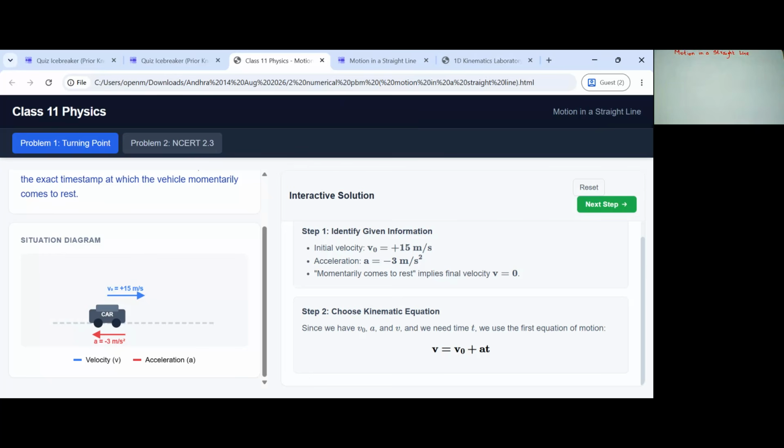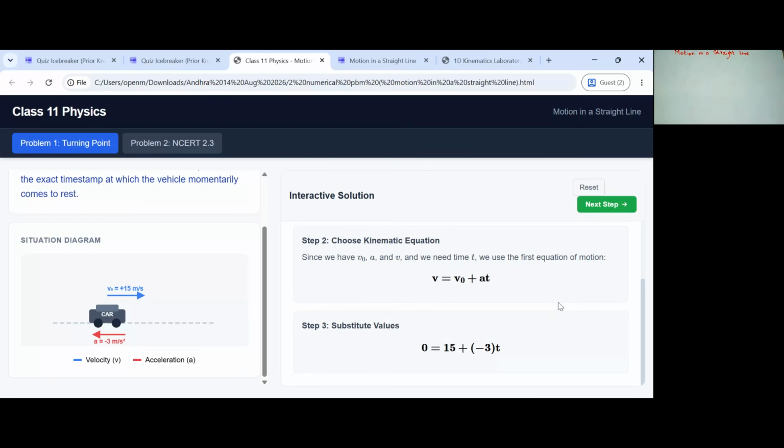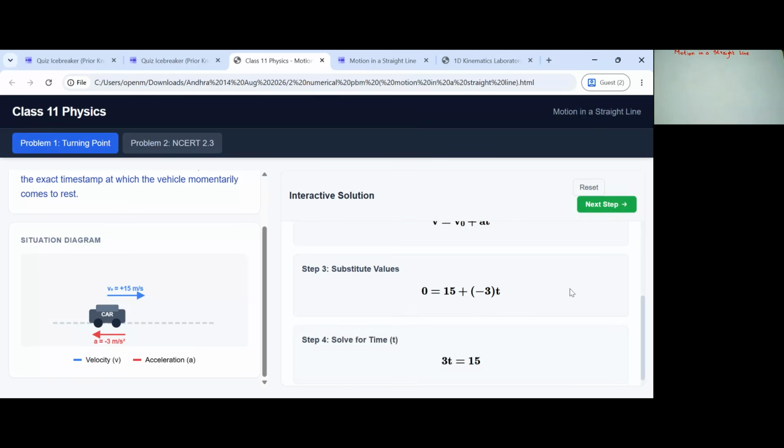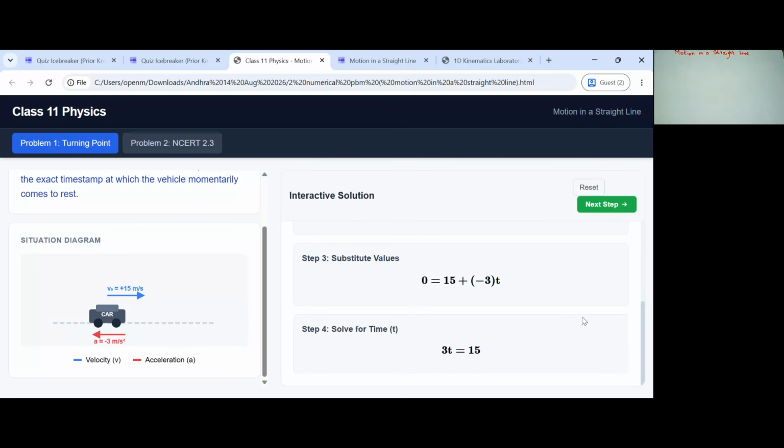Let's plug in the numbers. We substitute 0 for V because the car comes to rest. So 0 for V, 15 for V naught, and minus 3 for A. Okay. So next step. Clear? 0, 15, minus 3 into T. Clear? So now it is just algebra. We move the minus 3t to the other side to get plus 3t. Clear? Yeah. Plus 3t equal to 15.